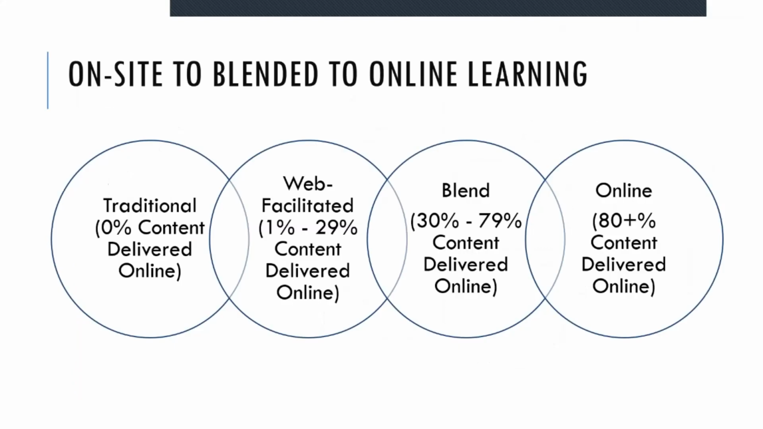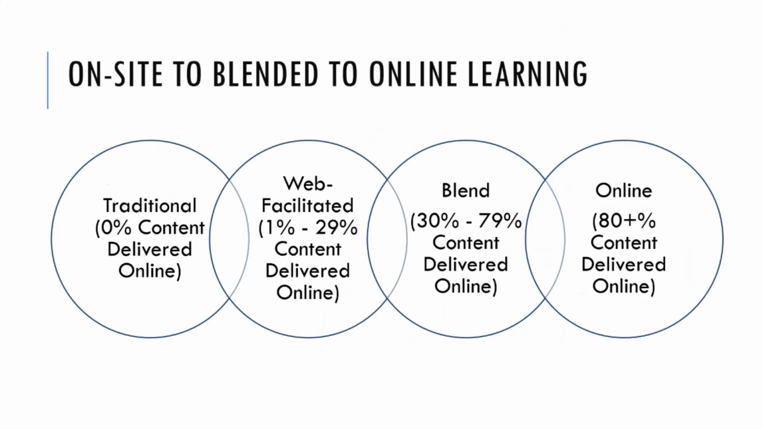And how do you differentiate this? Traditional learning means, according to Graham, 0% of content is delivered online. That was what I grew up in when I was an undergraduate. My students, after a while, were looking at web-facilitated learning, where around 1 to 29% of the content is delivered online. Usually it's via LMS, usually extra readings and such.